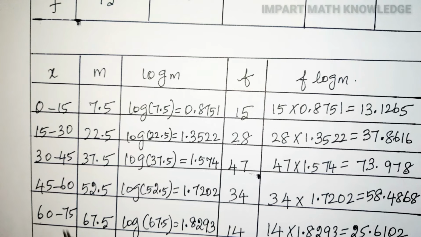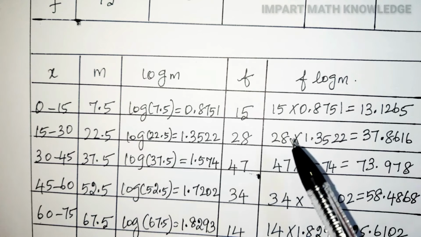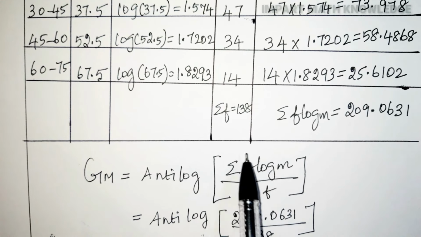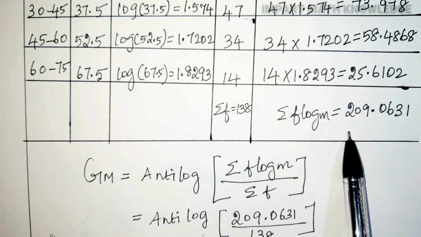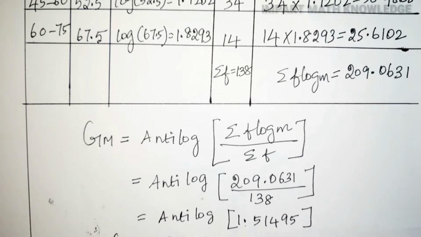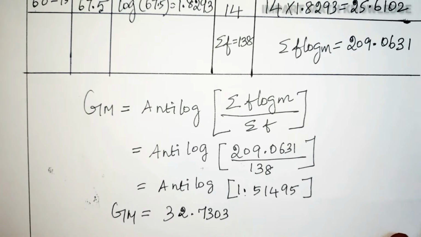In the continuous case, first you have to take the middle value of the given class interval, then find the log value. After that, you have to find f into log m. Once you find the total frequency and sigma f log m, you have to substitute all the values in the formula. You will get geometric mean for that particular problem. Hope you all understand.